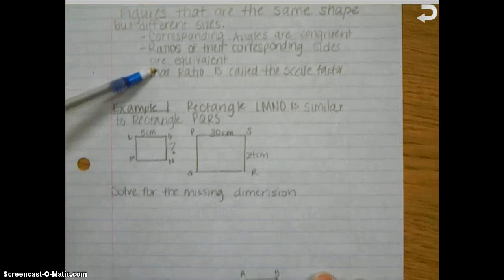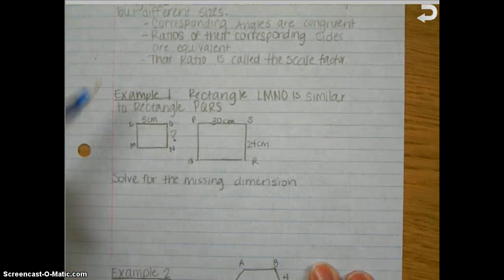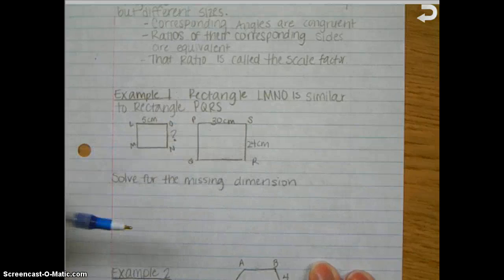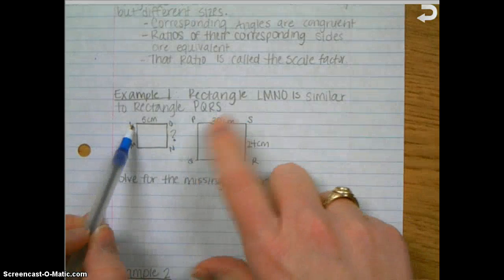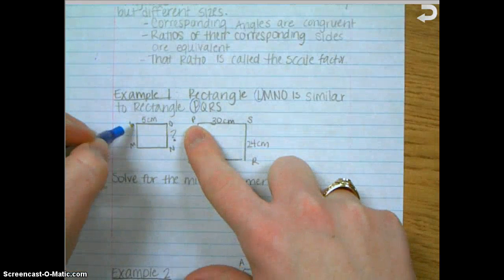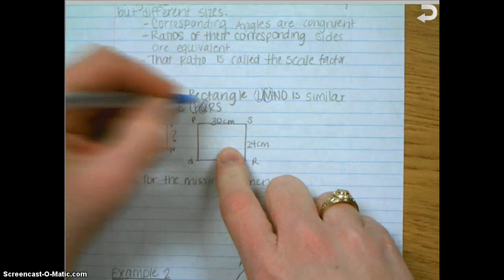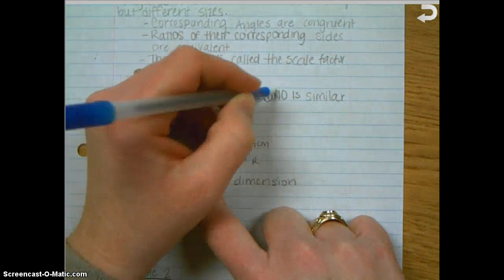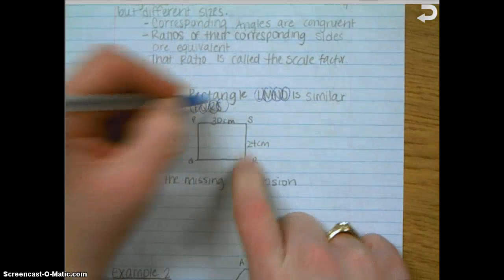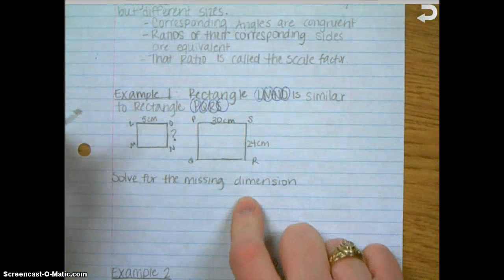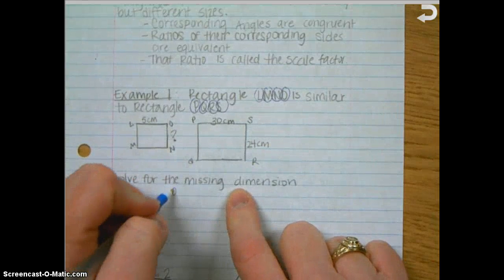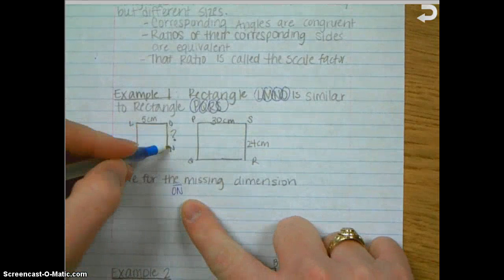So let's do an example here. Rectangle LMNO is similar to rectangle PQRS. And if you notice, the L and the P are going to be corresponding, the M and the Q are corresponding, the N and the R are corresponding, and the O and the S are corresponding. Then it wants you to solve for the missing dimension, which is actually side ON.